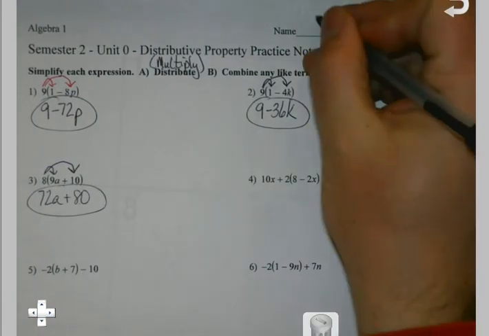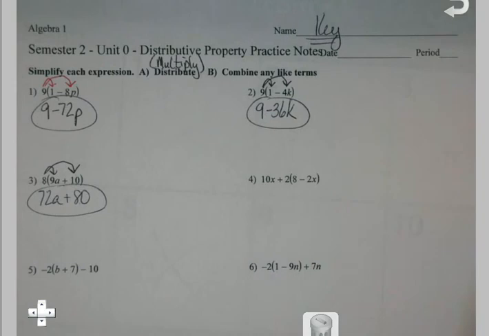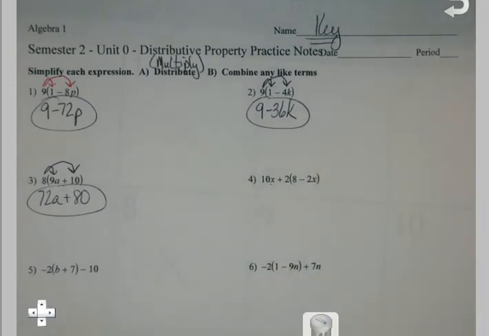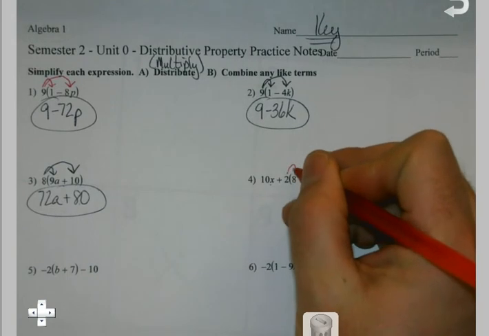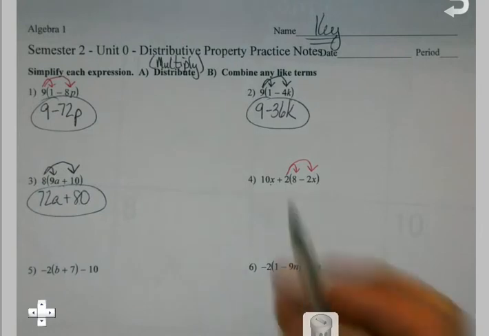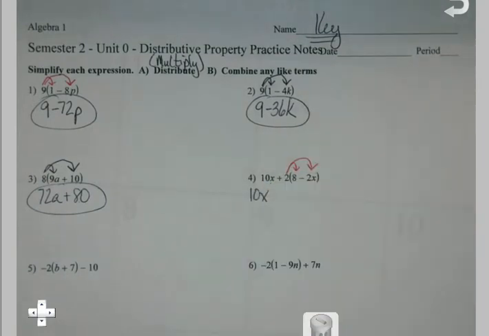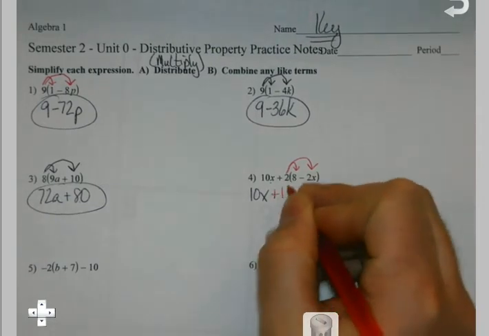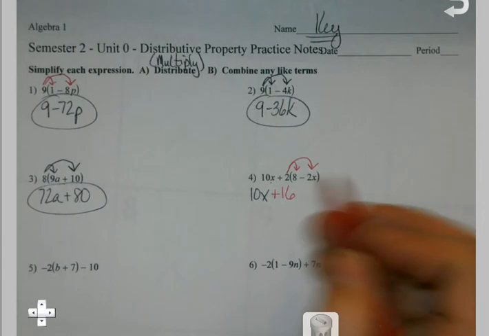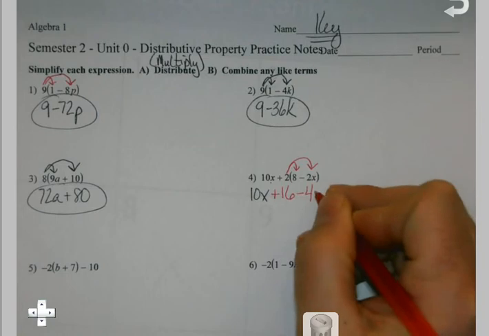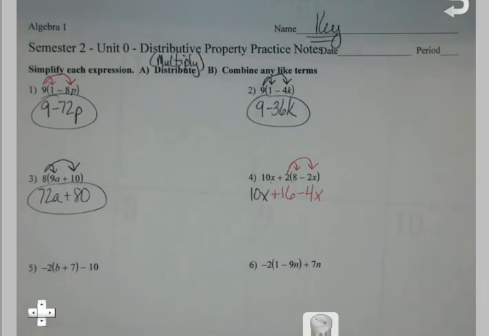Then it starts to change a little bit. And here's where I've got to be careful. This 10x is off on its own. The 2 that I have right before the parentheses, whatever's right before the parentheses is what I've got to distribute. And that's the only place I do. 10x doesn't get anything done to it. But the 2 and the 8, so 2 times 8 is 16. And 2 times negative 2 is negative 4, with my x, of course.